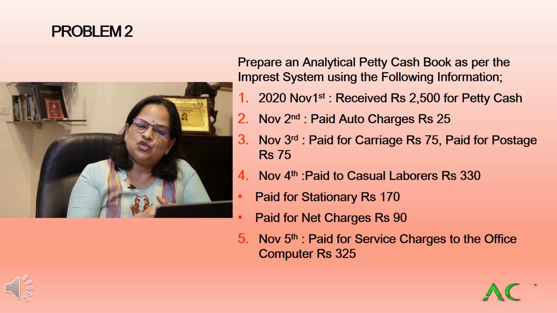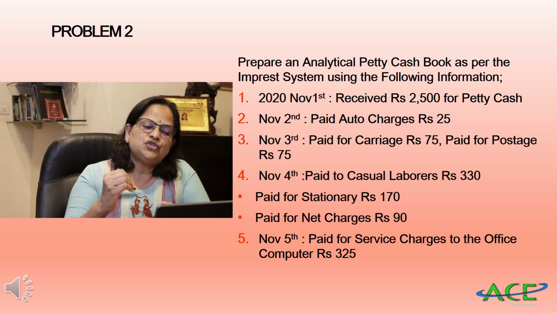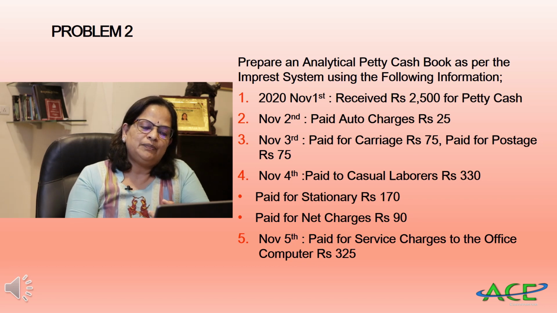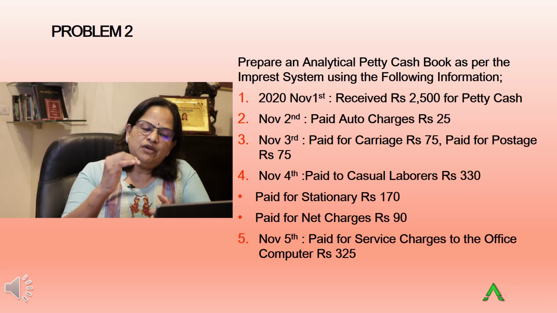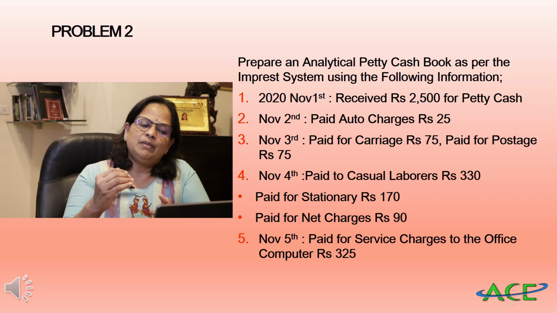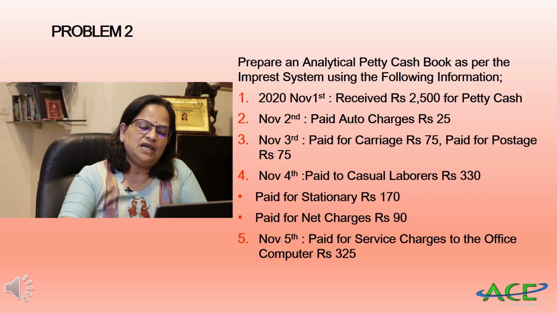November 2nd, paid auto charges rupees 25. Paid for carriage rupees 75. Paid for postage rupees 75 on November 3rd. November 4th, paid to casual laborers rupees 330. Paid for stationery rupees 170. Paid for net charges rupees 90. November 5th, paid service charges for the office computer 325.